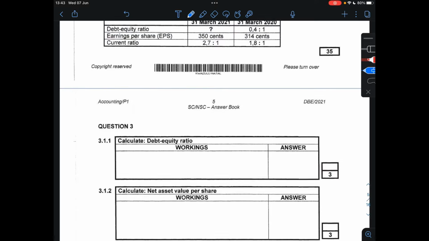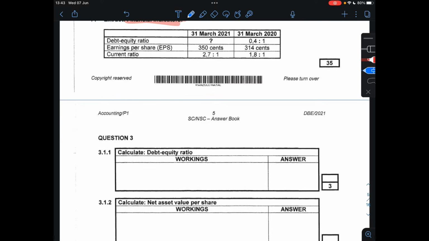Going to the first question, it says calculate your debt equity ratio. So memorizing your formulas is very important. Your debt equity ratio formula is non-current liabilities to your shareholders' equity. Remember that. I just hope you got that formula.